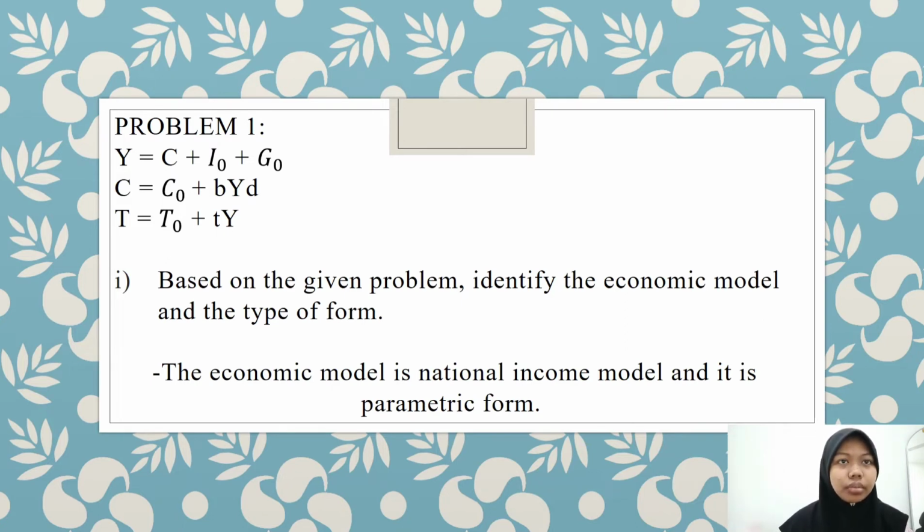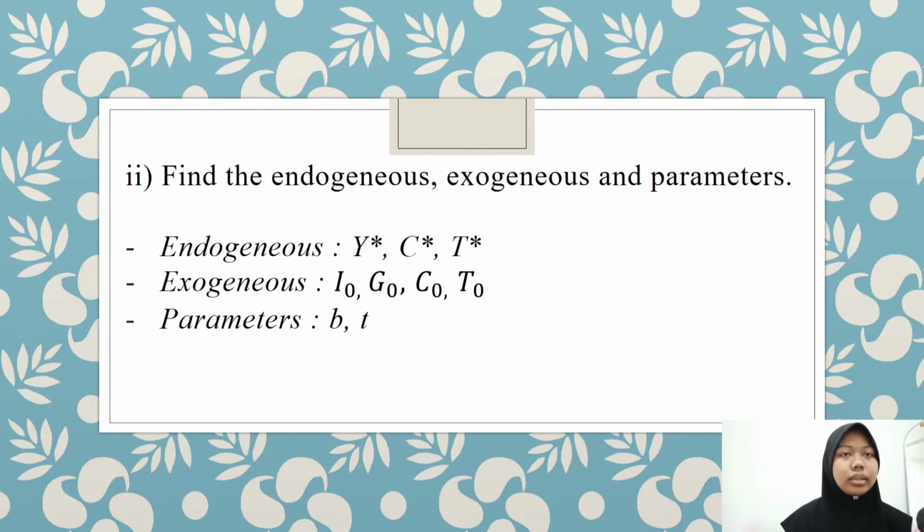Question 1 asks, based on the given problem, identify the economic model and the type of the form. We can see in problem 1 they have consumption, investment and government expenditure, so the economic model is national income. And what type of the form? The form is the parametric form. Next question.